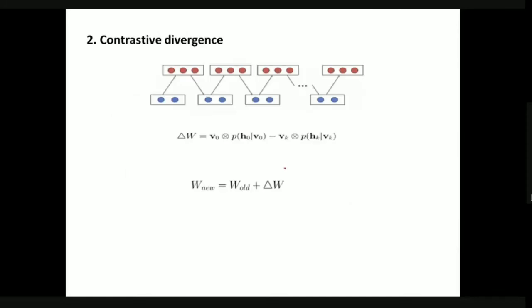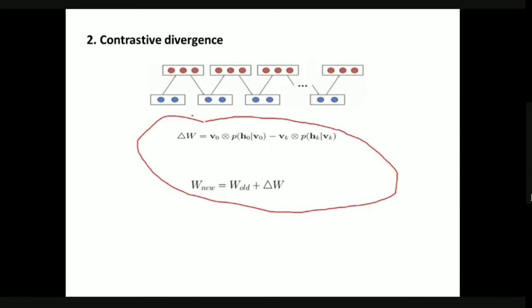Now, coming to the next step. What is the next step? The next step is called contrastive divergence. So here in contrastive divergence, what happens? We update the weight matrix. In the contrastive divergence step, we update the weight matrix.